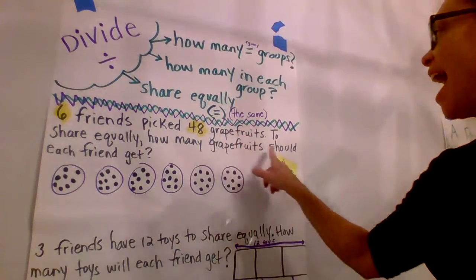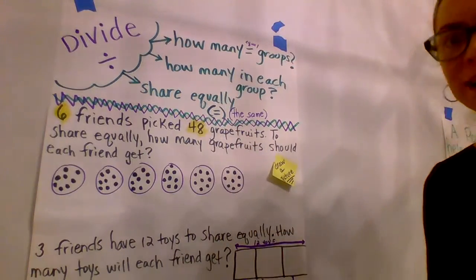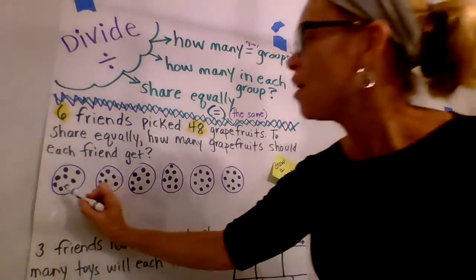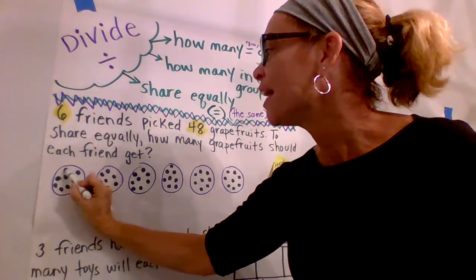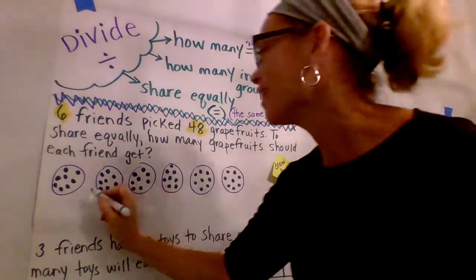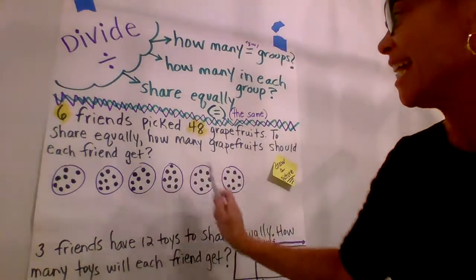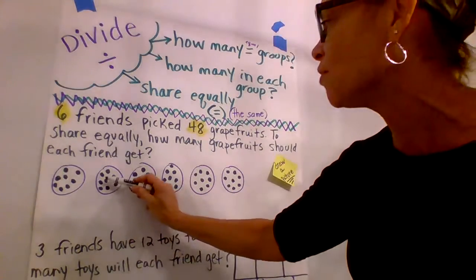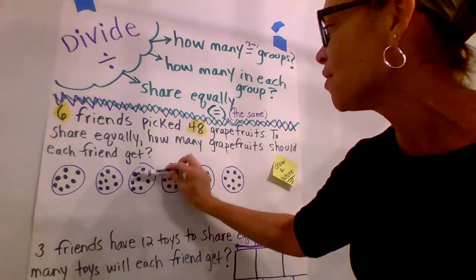6. How many grapefruits will each friend get? 1, 2, 3, 4, 5, 6, 7, 8. Okay, let's make sure that I got 8 in each group, so it's equal to 4, 6, 8.